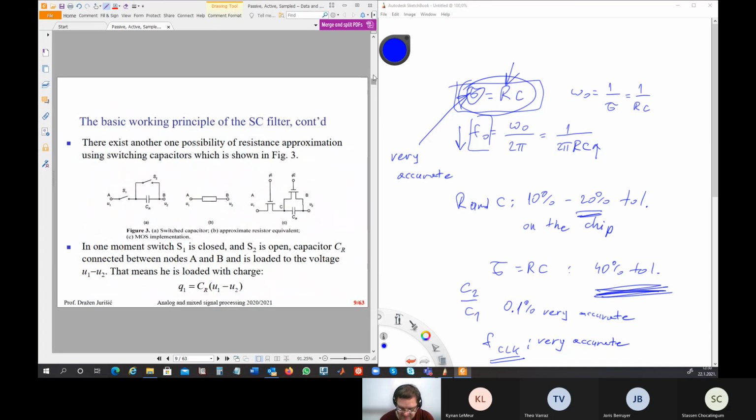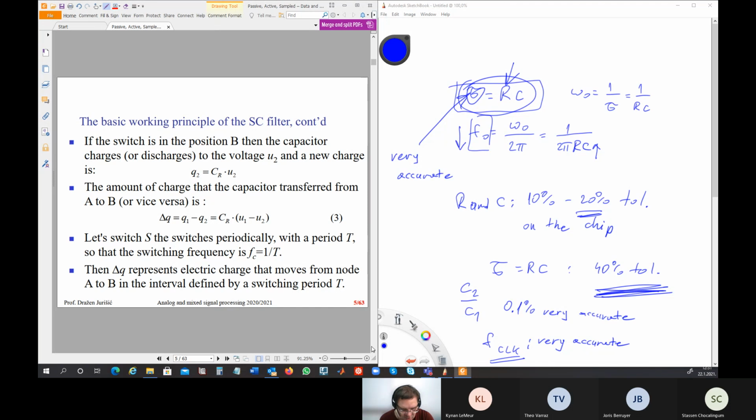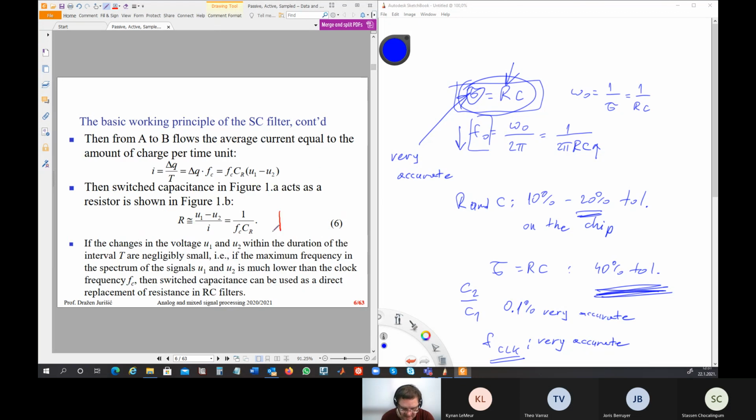Now we go back. The same will be repeated here. If you have a capacitor which has switches like this, or you can better use two MOSFET transistors with the clocks Phi1 and Phi2, then this in the middle will behave like a resistor. So this is Q1, this is the capacitor CR, which is loaded to voltage U1, and then it will have charge Q1. And then Q2 is this same capacitor with voltage U2. Delta Q is the amount of charge that the capacitor transferred from A to B. Delta Q represents the electric charge that moves from node A to B in the interval. This is the current. This is the equivalent resistor. This is all what we have seen already, but you can look at the slides by yourself, so it's not a problem.